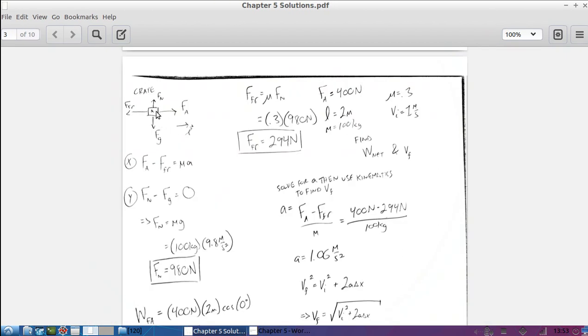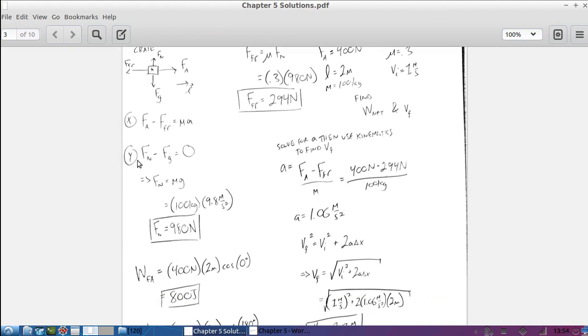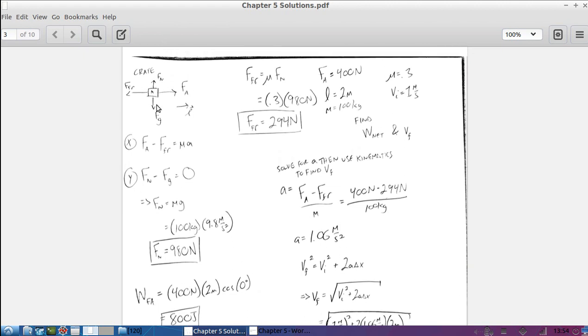So I got a free body diagram: applied force positive x, normal force positive y, gravity negative y, friction negative x. Friction is mu times the normal. What's the normal force? I've got normal minus gravity, very common case. Normal minus gravity is 0. It's not accelerating in the y direction. So the normal is equal to the weight force, mass 100 kilograms times g. I get a weight force of 980 newtons. The normal force is 980 newtons.